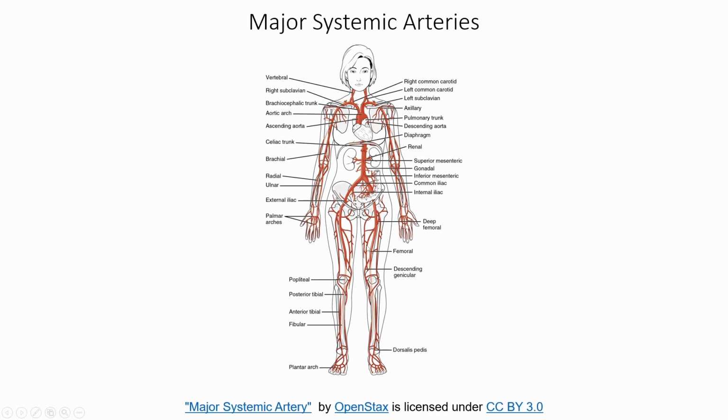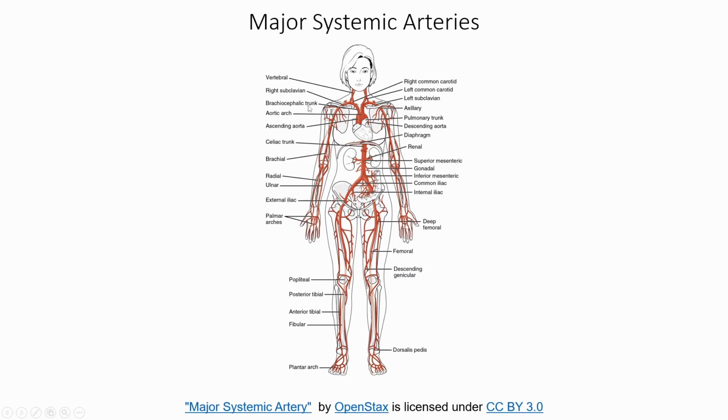We have the femoral and the deep femoral, which are coming through the femoral region, the leg. Descending genicular, which is wrapping around. Popliteal, which is behind the knee, the back of the knee. Posterior tibial, which is running behind the tibia. Anterior tibial, running in front of the tibia. Fibular, which is running along that fibula. You can see it's very faint. It's the one that's back here behind the tibia and near the fibula. The dorsalis pedis, and then the plantar arch, so this arch that goes around the plantar region of the foot. So those are the lower limbs.